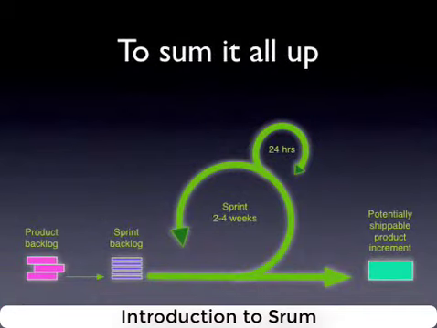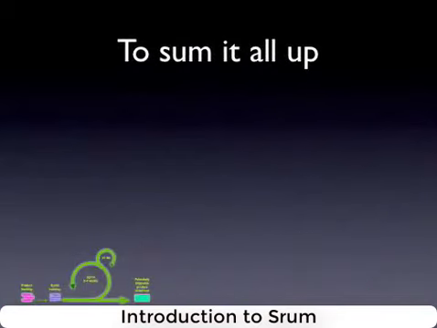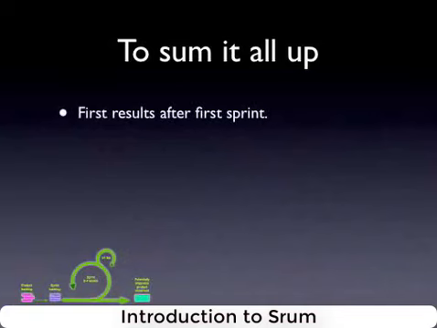So let's sum it all up, mostly from the client's perspective. First results happen after the first sprint, and this is very important. Usually on software projects you have to wait weeks or months until you get any working software, because you start with all kinds of requirements, definitions, discussions, legal discussions maybe, and then there is some development, and a few months into the project you get some beta that you can work with.